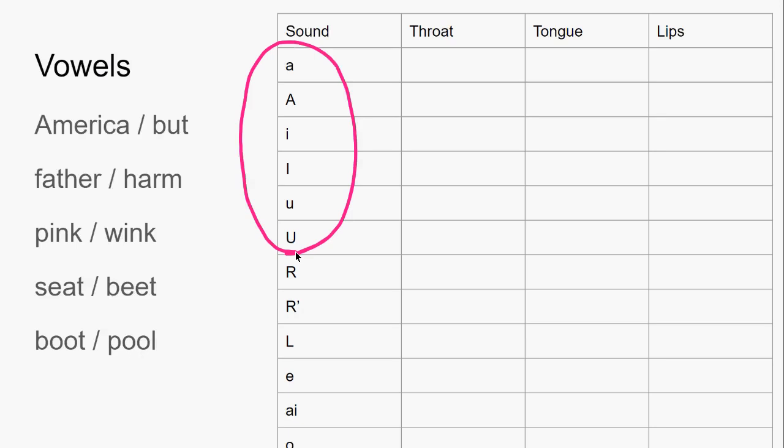The same E sound pronounced for a longer time is this sound, which is like in seat or beat, eel, or seed, beat.